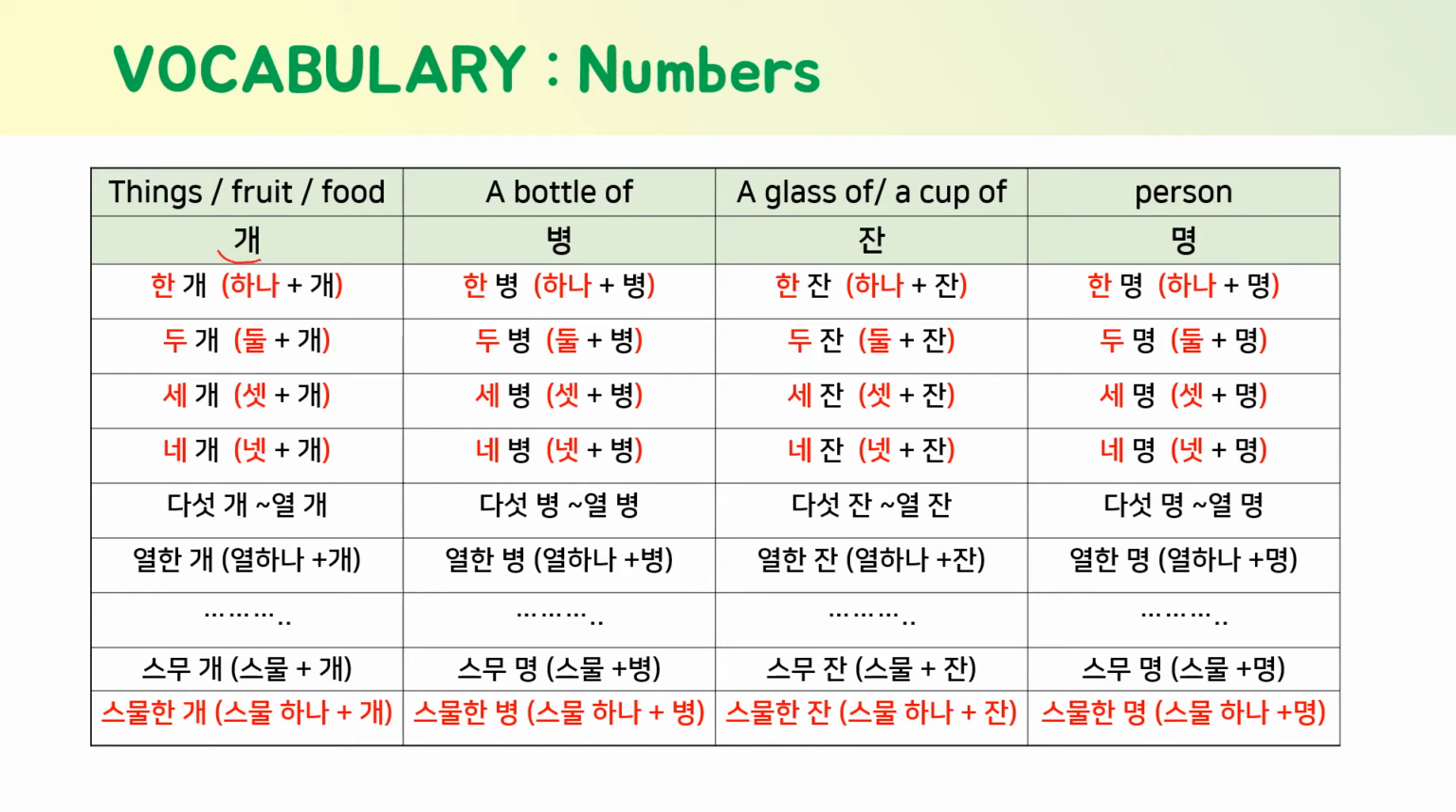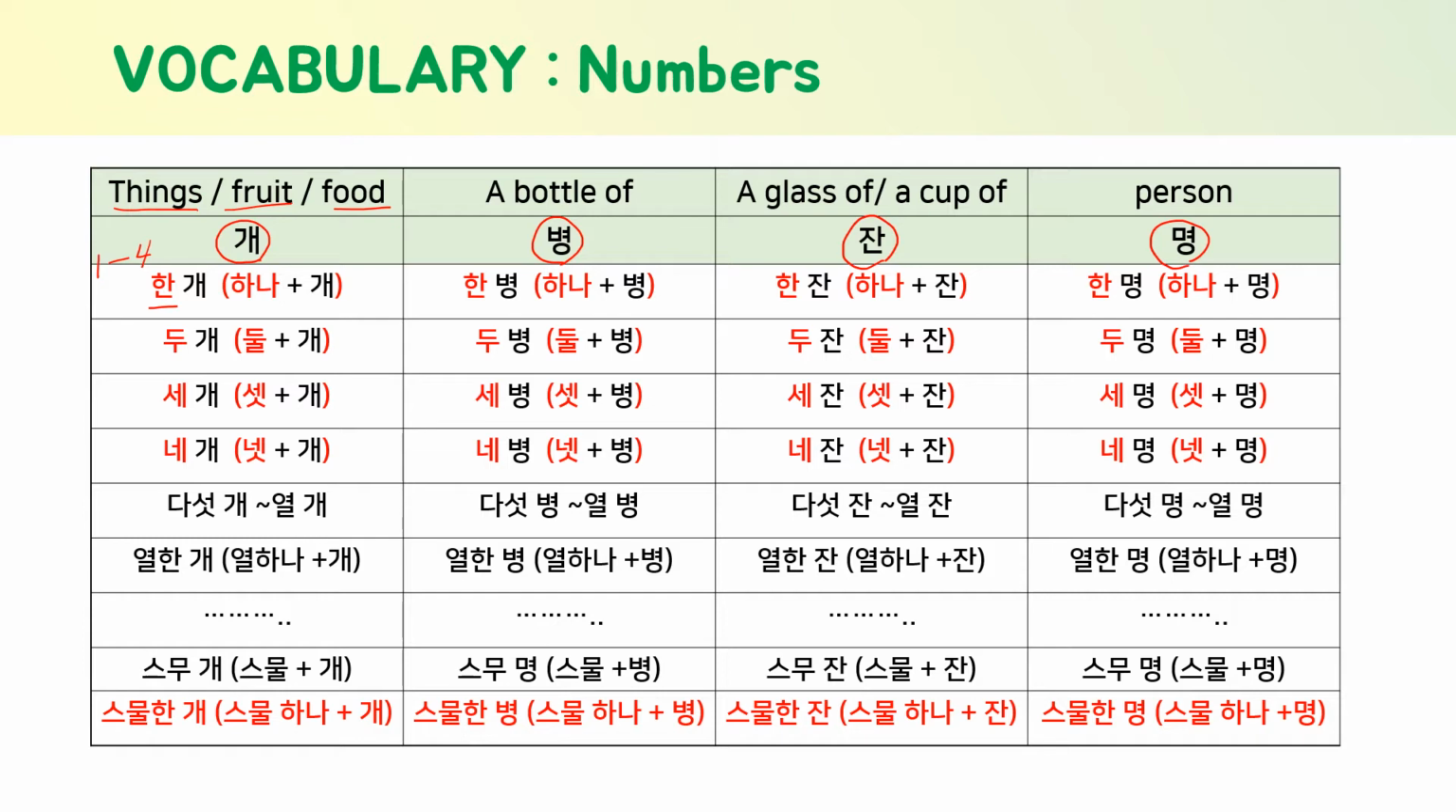So first one is 개, which is whenever we count things, some fruits or food, we use the counter 개. But when we count bottles, we use the counter 병. For a cup of or a glass of, we use 잔. But for counting persons, like 1 person, 2 people, 3 people, we use the counter 명. So first one, we just studied that the form from number 1 to 4 changes, right?